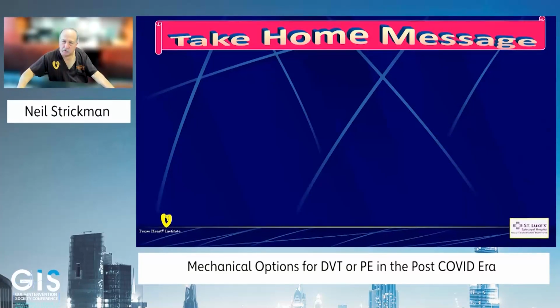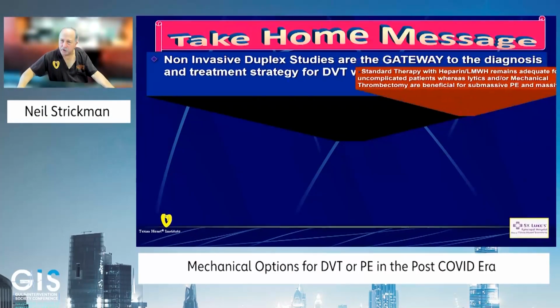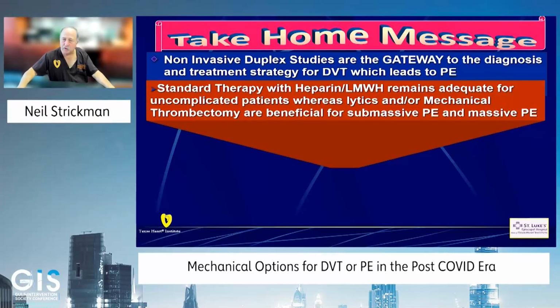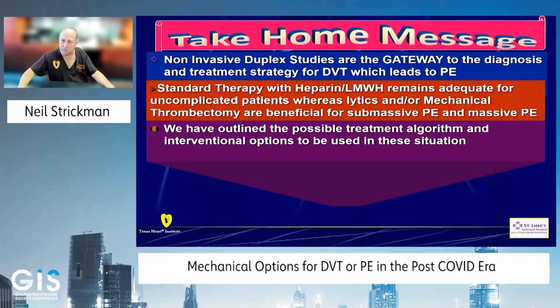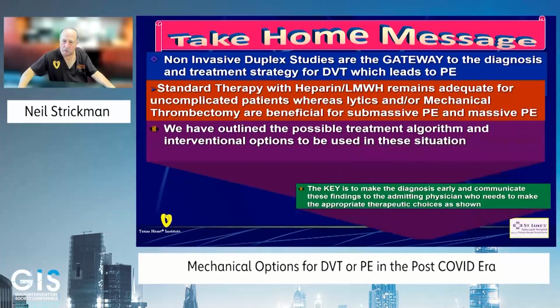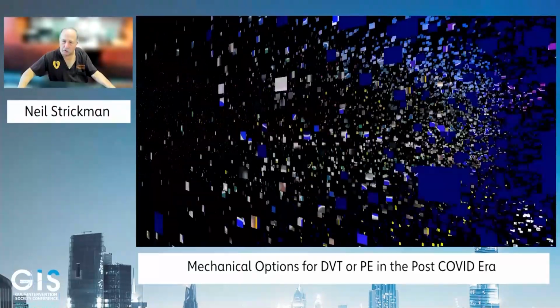My take-home message is the following. Non-invasive duplex studies are the gateway to the diagnosis and treatment strategy for DVT, which leads to PE. Standard therapy with heparin or low molecular weight heparin remains adequate for the uncomplicated cases, but mechanical thrombectomy is needed for massive and submassive. I've shown you my algorithm and the interventional options. The key is to make the diagnosis early and communicate your findings with the admitting physician or the one who is going to make the appropriate therapeutic choices, as shown in this short talk.